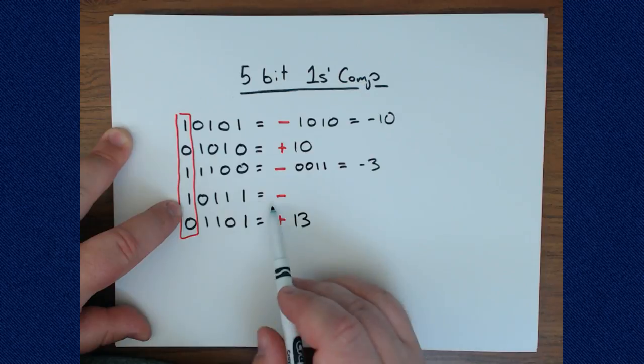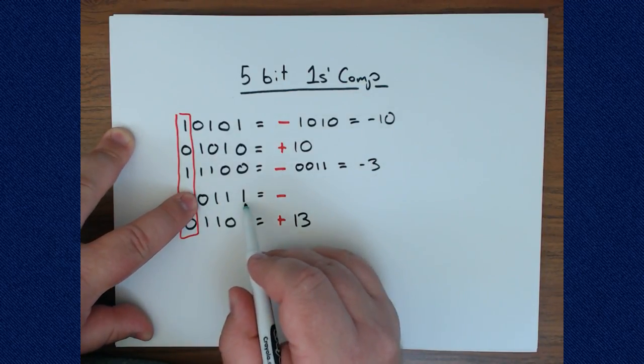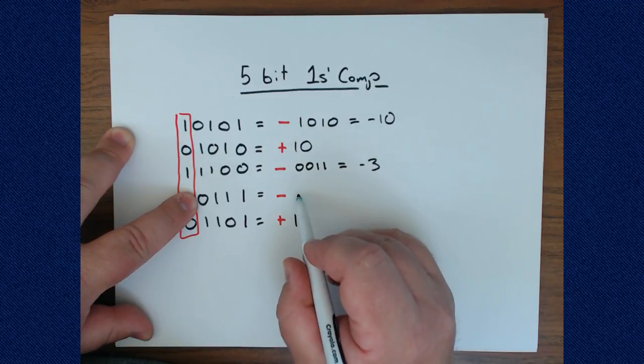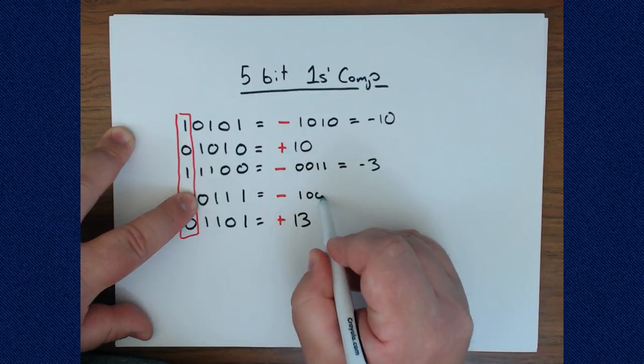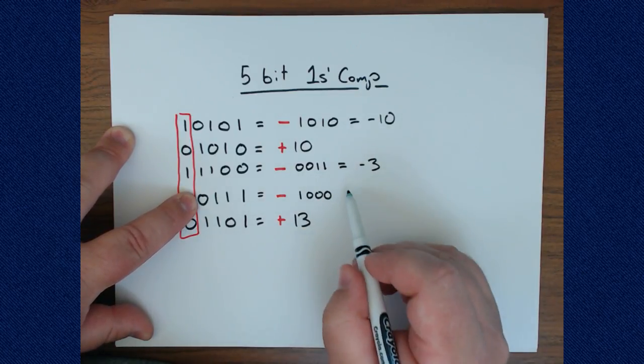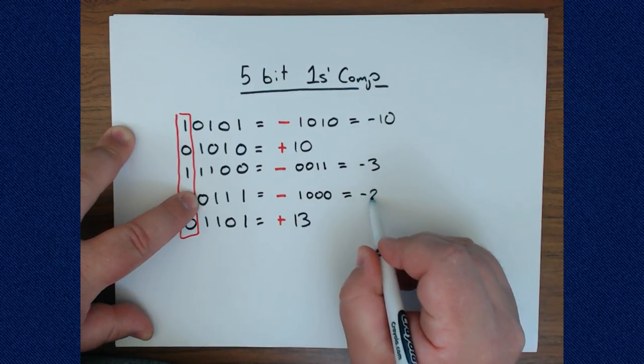For this one, flip all the bits again. And I'm just really concentrating here to get the interpretation. That's a 1, 0, 0, 0, that's those 4 bits. And that is an 8. So that means the whole thing is negative 8.